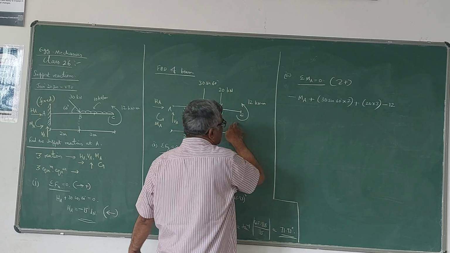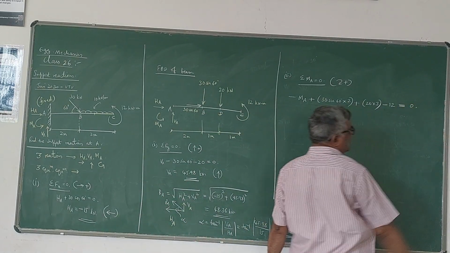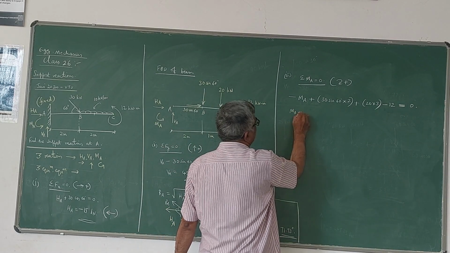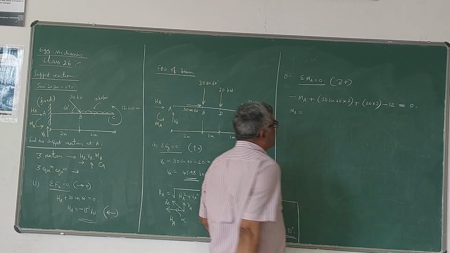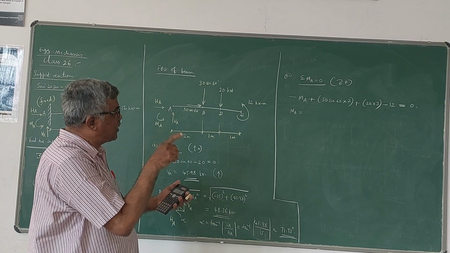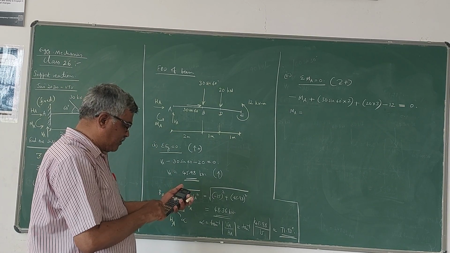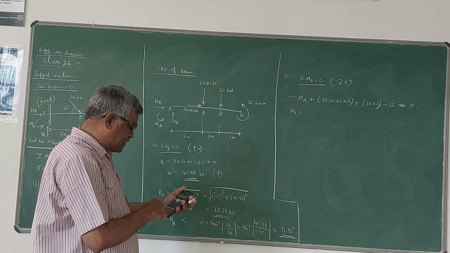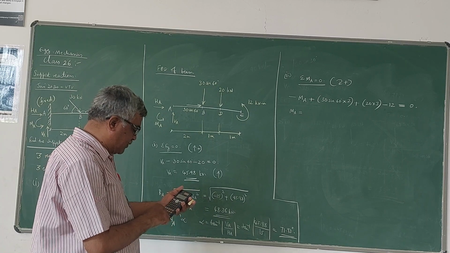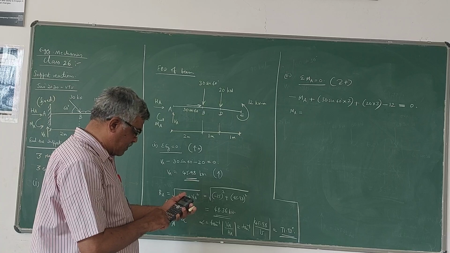Suppose if it is clockwise, we have to write plus 12. So this is equal to 0. So this is the moment equation. Now MA, I will bring this MA to RHS, it becomes positive. So only LHS I have to simplify. 30 sin 60 into 2 means 60 into sin 60. Then you have plus 20 into 3 is 60, then minus 12.